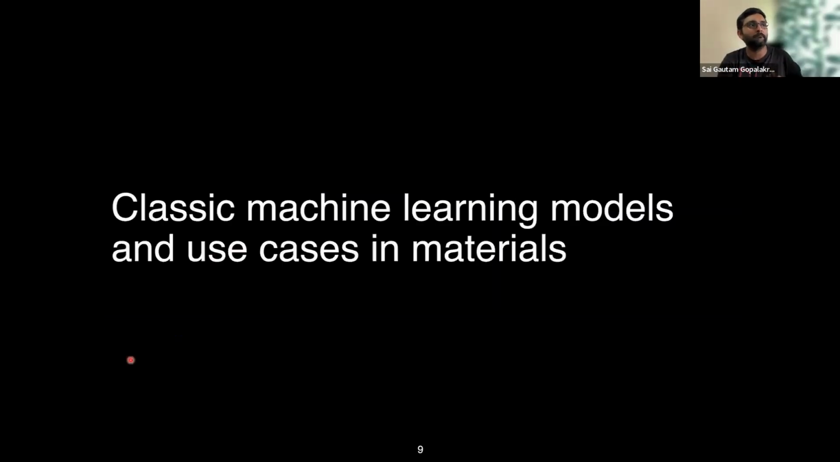Okay. So with that, before the break, I'll give a few examples of classical machine learning models and how they have been used in materials. So I'll give you a few examples of their use cases. To begin with, I'll briefly describe how classical machine learning works and then give you the examples towards the end.